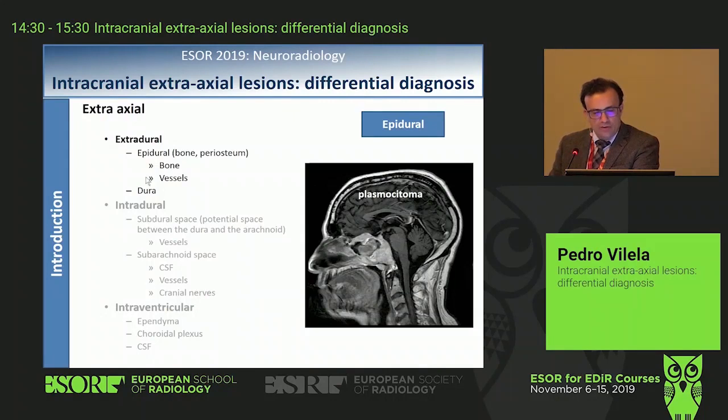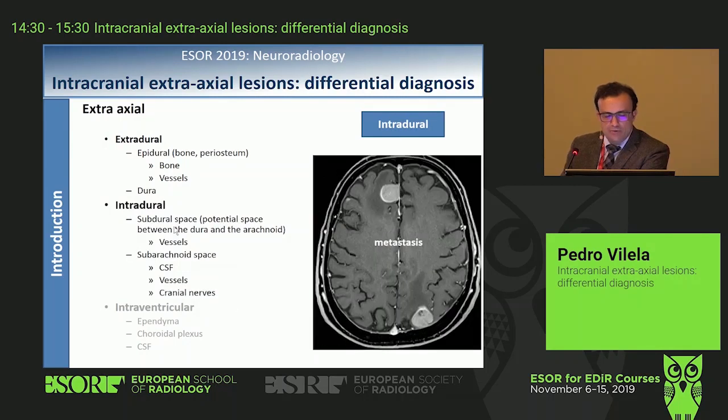Extradural, we are going to skip this because it's going to affect mainly the bone and the vessels, and the bone will be affected by tumor, most commonly secondary tumor. And there are some specific primary tumors, especially at the skull base. This is a case of a plasmacytoma. Then the intradural space, we have seen already the subdural space with the subdural hematomas.